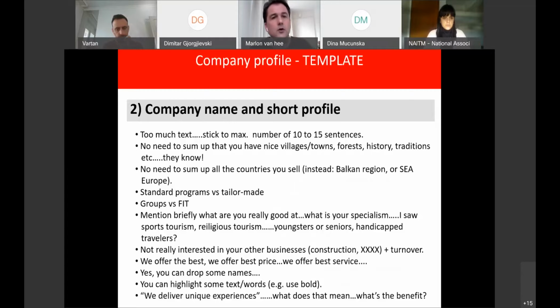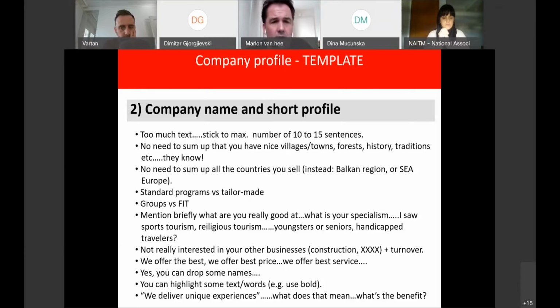Okay, so company name and short profile. In many, many cases, the short profile was too long, too much text. Try to stick to a maximum number of 10 to 15 sentences. 10 sentences is even better.